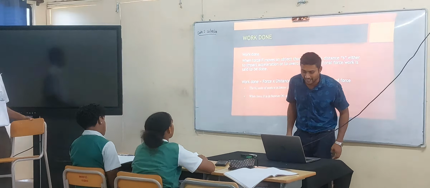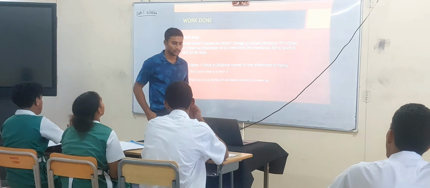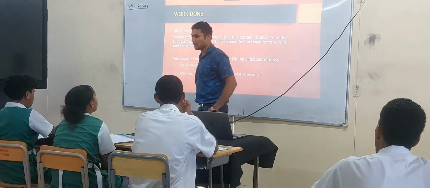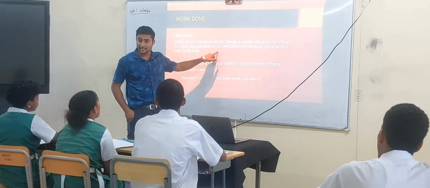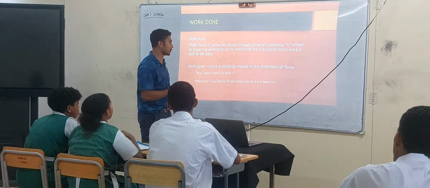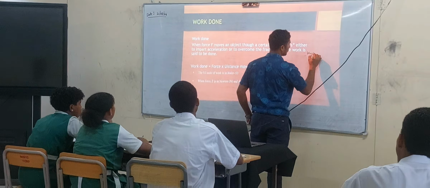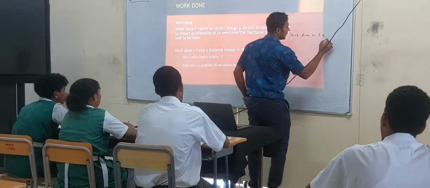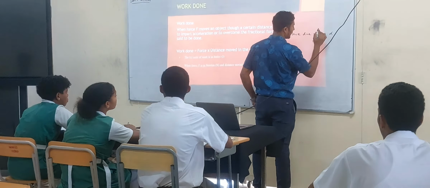Now, what is the unit for work done? Joules, or you can say newton meters. Why? Because the unit for force is the newton, and the distance should be in meters. So it will be like this: work done is equal to force times distance or displacement.